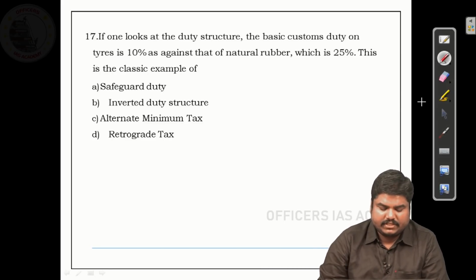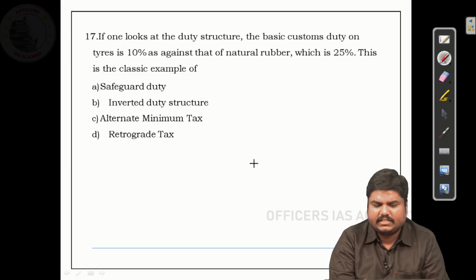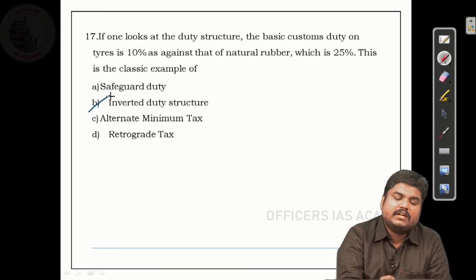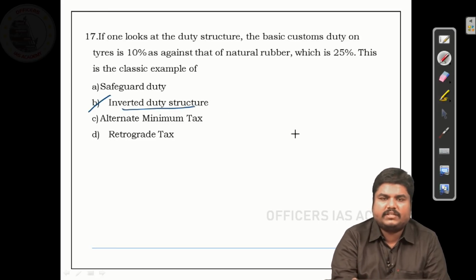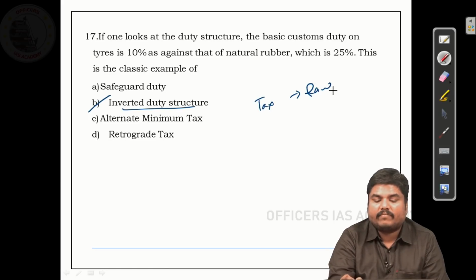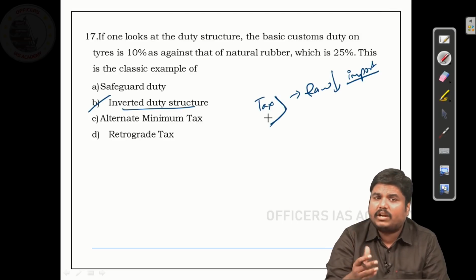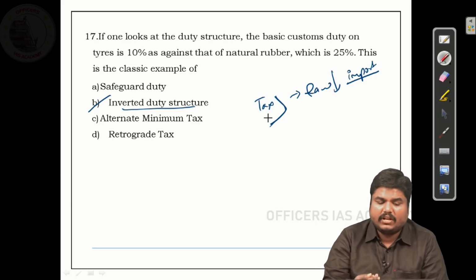Right. 17th question, this is regarding the duty structure. The basic customs duty on tires is 10% as against natural rubber, which is 25%. There is a classic example of inverted duty structure. So, what does inverted duty structure say? If the tax on the raw material which you are importing is greater than the tax on the final product which you import, that is an example of inverted duty structure.